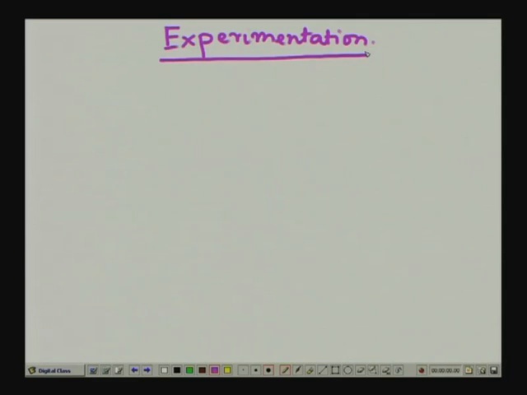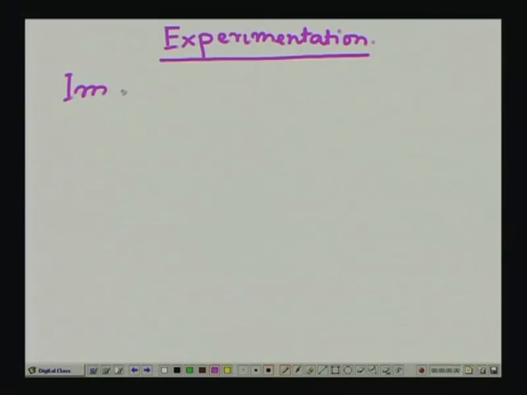So, what do we do in case of this experimentation? Here we try to get an imaging setup which is similar to the imaging setup using which the degraded image has been obtained. So, first we have to get an imaging setup similar to the original imaging setup.